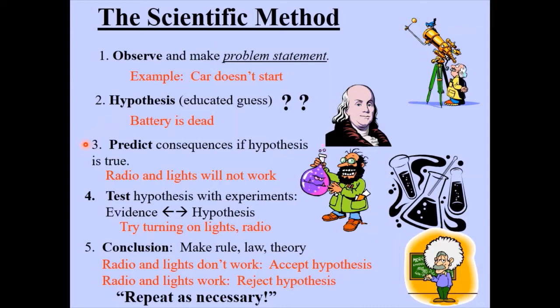So after that, you make a prediction and predict the consequences if your hypothesis is true. So what you do here is you say, all right, if this is true, if my battery is dead, then other electrical systems in my car shouldn't work. For example, my radio shouldn't work and my lights shouldn't turn on. So that is my prediction. If my battery is dead, then my radio and my lights will not work in my car.